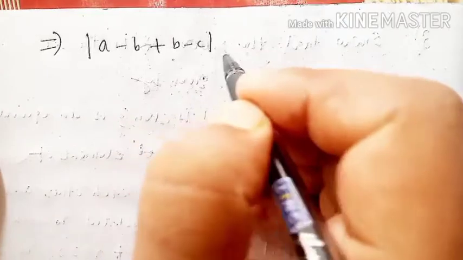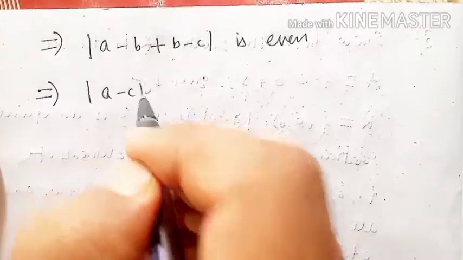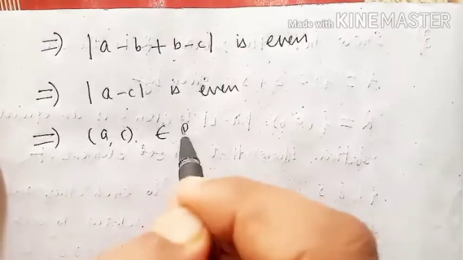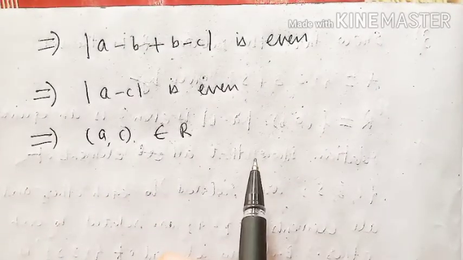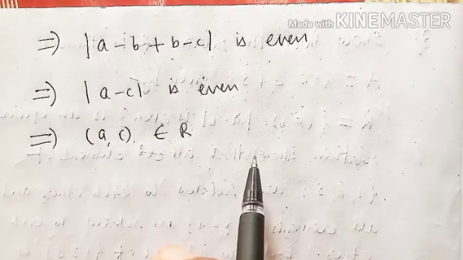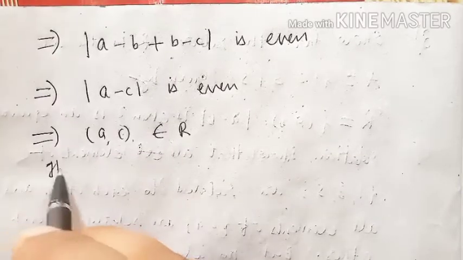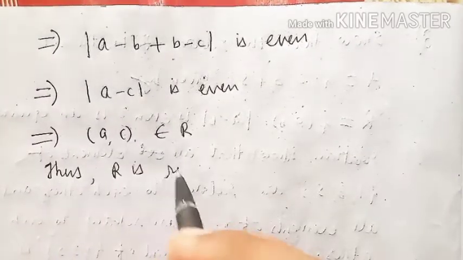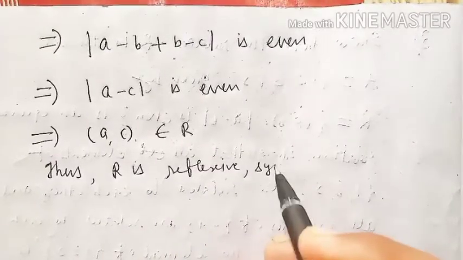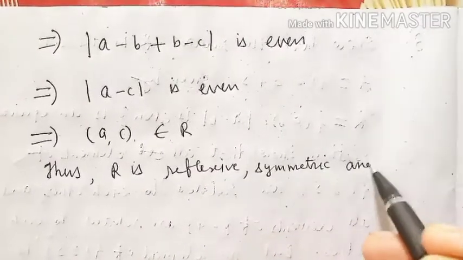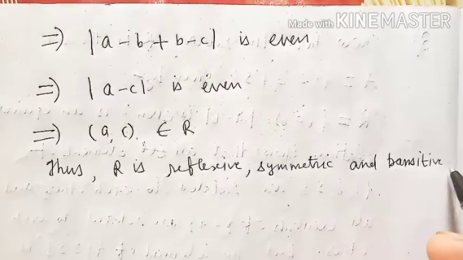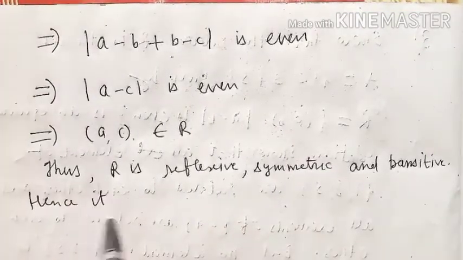This implies that the modulus of a minus b plus b minus c is even. This implies that mod a minus c is even. This implies that (a, c) belongs to R. Thus we have shown that if (a, b) belongs to R and (b, c) belongs to R, then (a, c) belongs to R. So R is an equivalence relation. Thus R is reflexive, symmetric, and transitive. Hence it is equivalence.